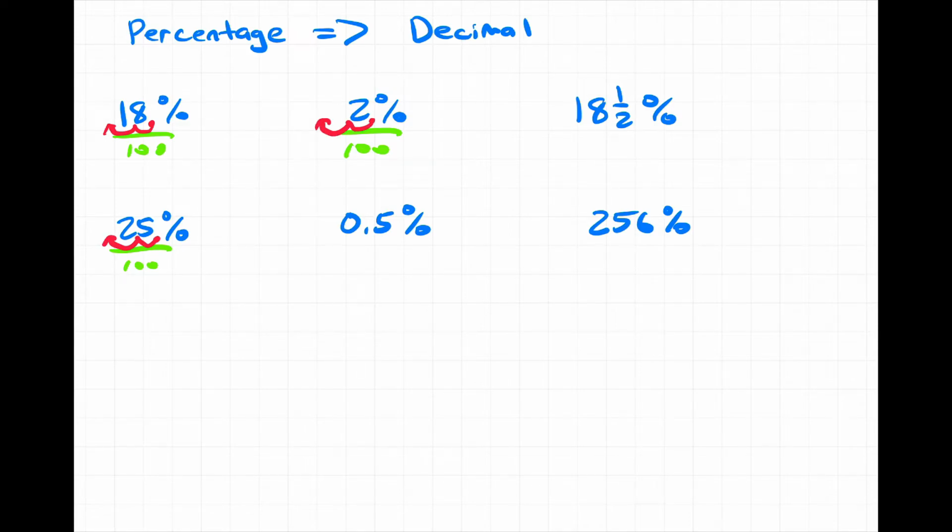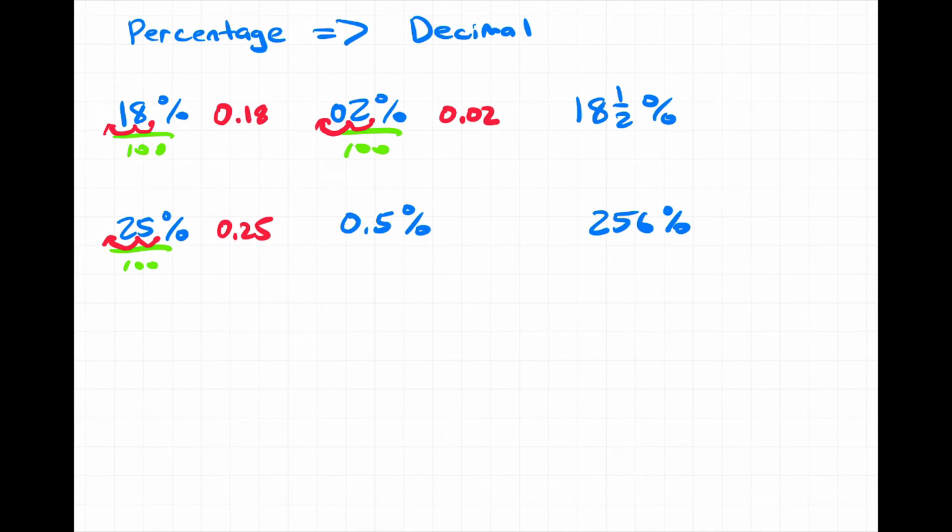That 2 that we just moved over, there's sort of this empty space. So really that's going to just fill it in with a 0, which is nothing. Okay, so what do we have here? We've got 0.18. Here we have 0.25. Here we have 0.02. Now moving down to the next one, 0.5.